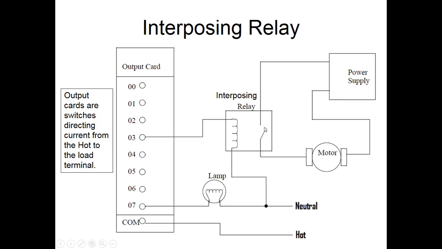And this could be a single phase or 3-phase motor, because the PLC is not turning on the motor, it's just turning on the motor starter, and that doesn't take very much ampacity at all, but the relay can switch on a very high ampacity. So we use interposing relays to turn on motors.